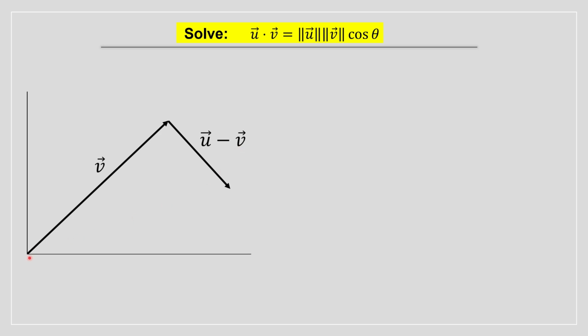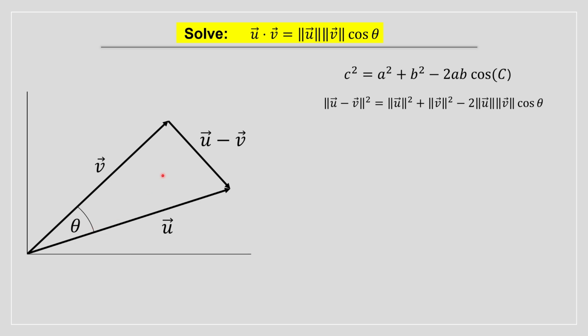And likewise, the resultant vector would be the u vector, which starts from the origin and connects to the head of this vector. Once you have created this triangle with angle theta, we are going to use the cosine law from trigonometry, which states this. Our c value is going to be the u minus v vector, our a value is going to be u, our b value is going to be v, and our angle C corresponds to the angle theta. So we're going to replace that into this equation.